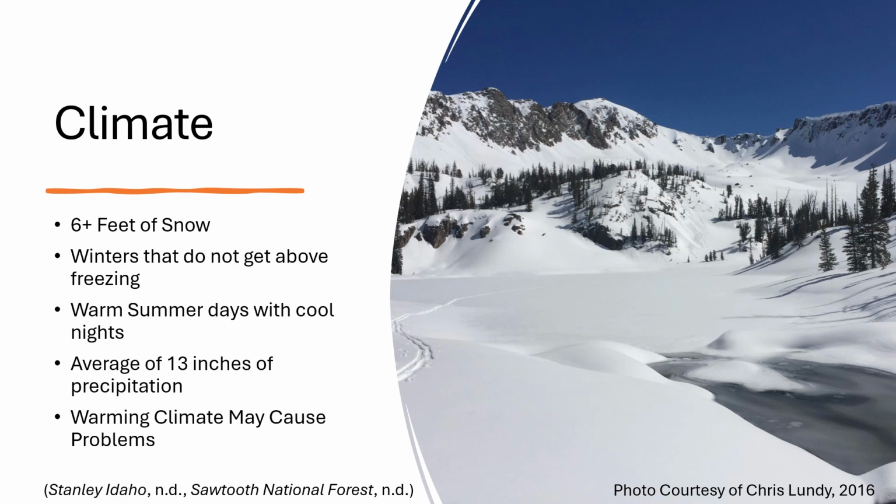The climate in the Sawtooth Mountains is extremely harsh, with winters oftentimes getting more than 6 feet of snow, and temperatures may not get above freezing for months on end, according to the Stanley, Idaho Climate Summary by the Western Regional Climate Center. Even in the summers when the days are warm, nights may still get below freezing, and summer frosts are not uncommon. According to the Sawtooth National Forest and Science page, the Sawtooths only get an average of 13 inches of precipitation, which almost all falls as snow, as the summers are very dry.